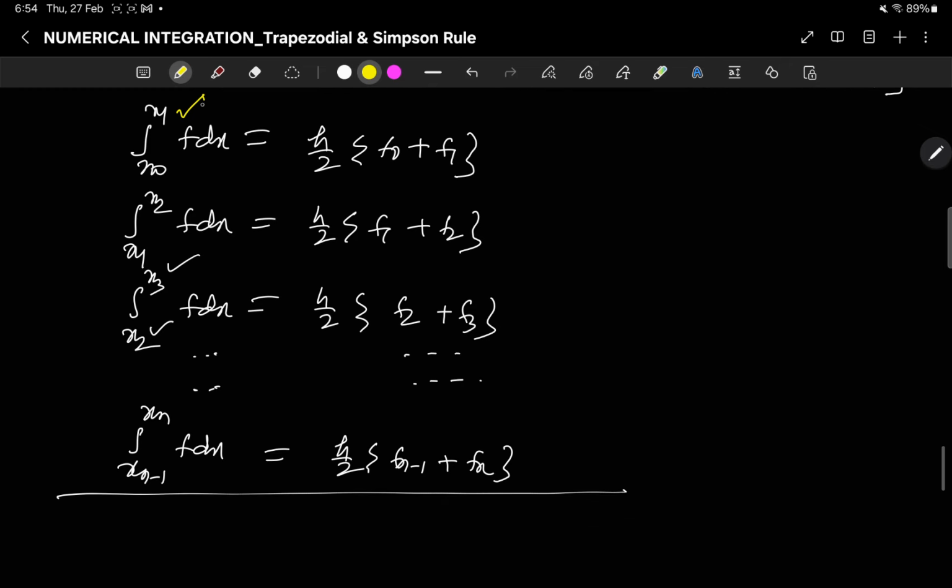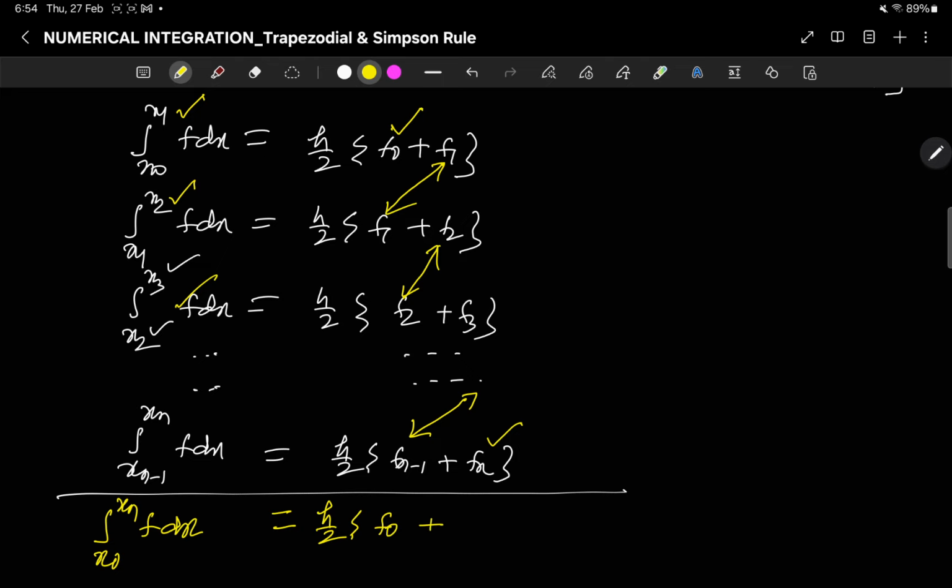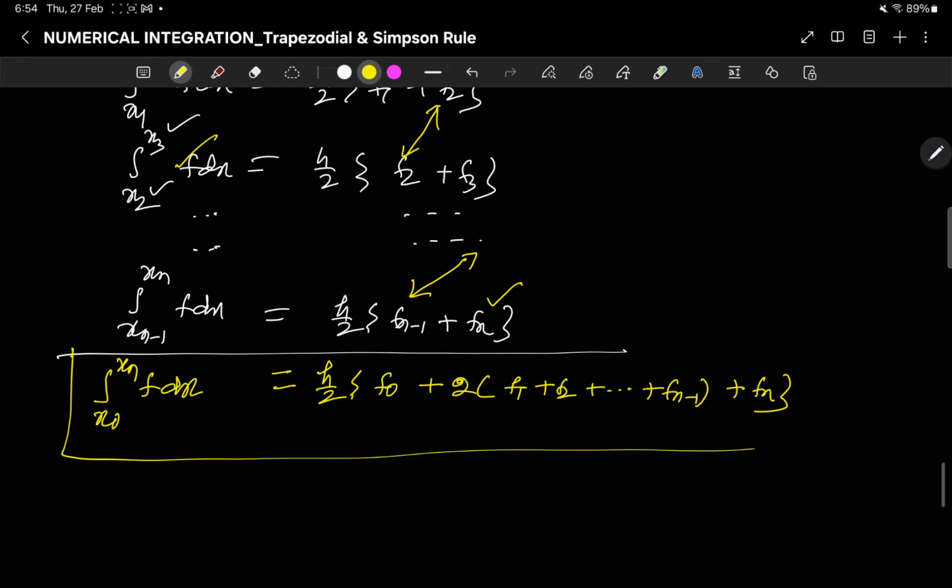this is x0 to x1, then 1 to 2, then 2 to 3. On the left hand side it will be x0 to xn f dx. On the right hand side, f0 is once, fn is once, but f1 is twice, f2 is twice, likewise fn minus 1 will be twice. So h by 2 times (f0 plus twice the intermediates f1 plus f2 up to fn minus 1, plus fn). So this is the formula for the composite trapezoidal rule.